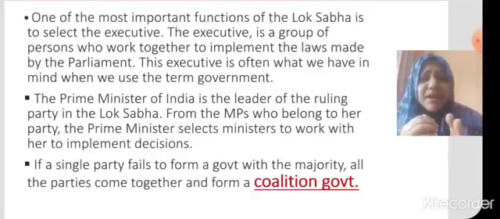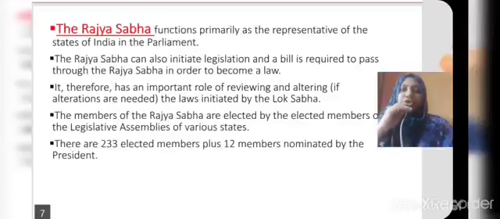For a time period, every party together works as a government, and in that case there is no ruling party, no opposition party. All right, children, now let us learn something about Rajya Sabha.